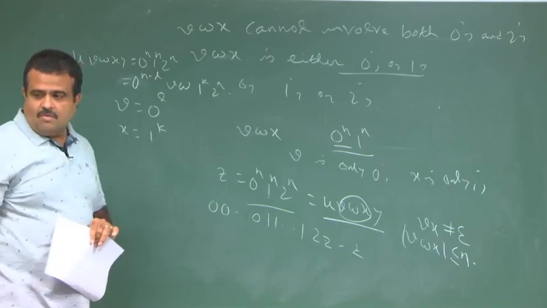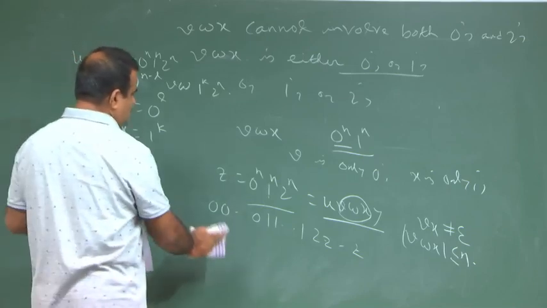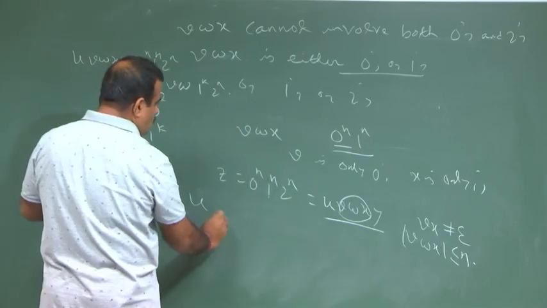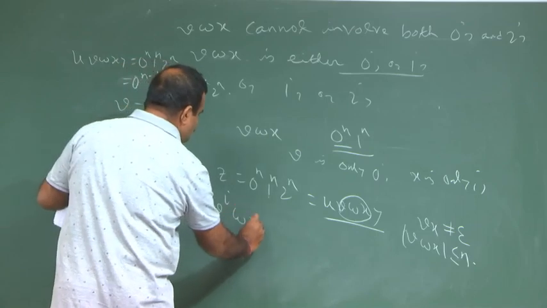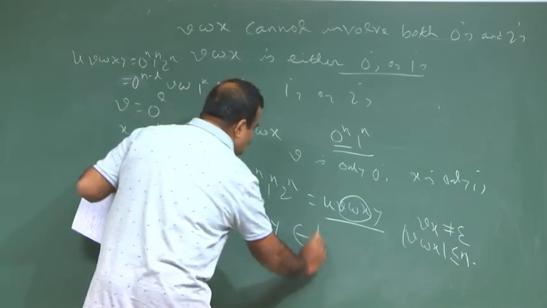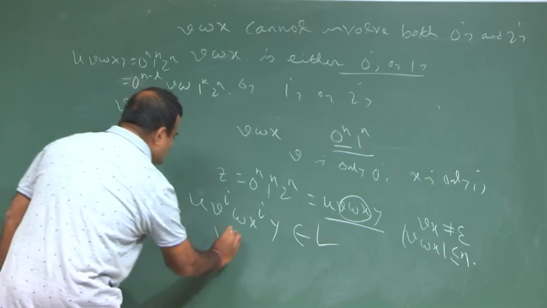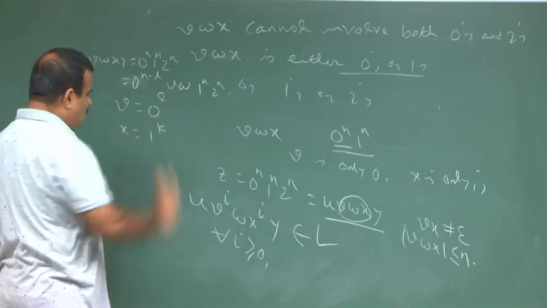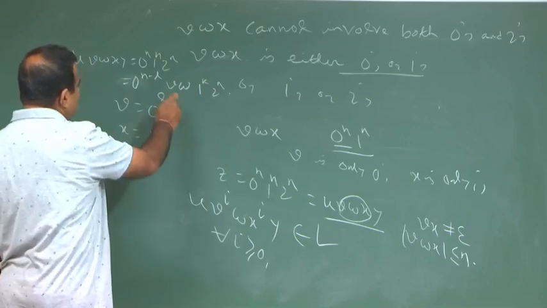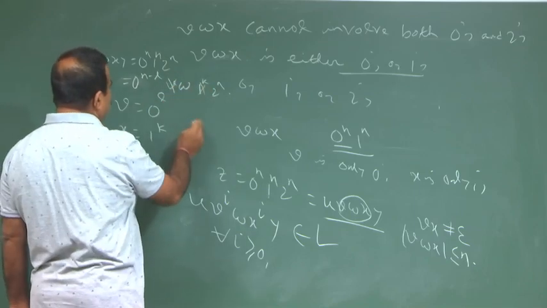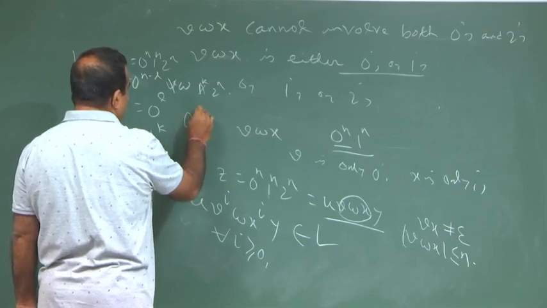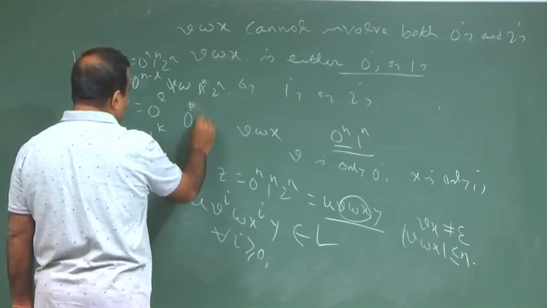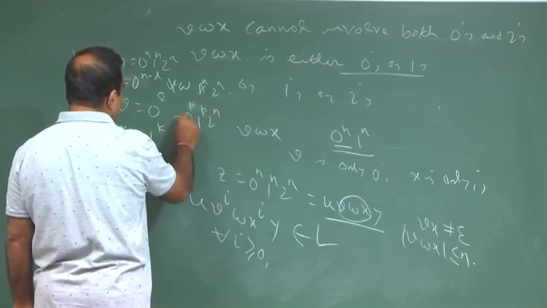Okay. Now, what the pumping lemma is telling us is that u v to the power i w x to the power i y will also belong to L. This is the necessary condition for all i greater than or equal to 0. Now, if we put i equal to 0, then v and x are gone. So, then it will not be of the form 0 to the power p, 1 to the power p, 2 to the power p. It will not be of this form.